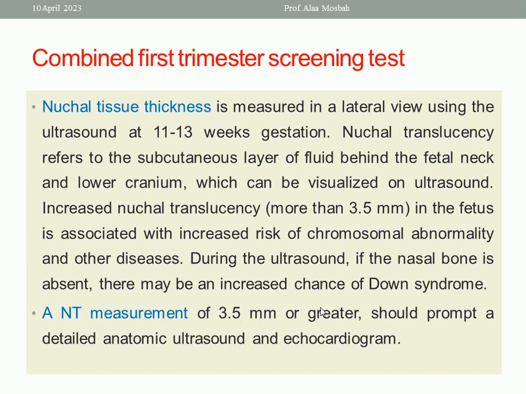Don't forget during ultrasound to search also for the nasal bone, because if it is absent, there is increased chance of Down syndrome. Okay? So, when you are doing ultrasound, search for nuchal translucency, measure the thickness, see if it is high risk or not. And before you finish, also search for the nasal bone, because an absent nasal bone increases the risk of occurrence of Down syndrome.